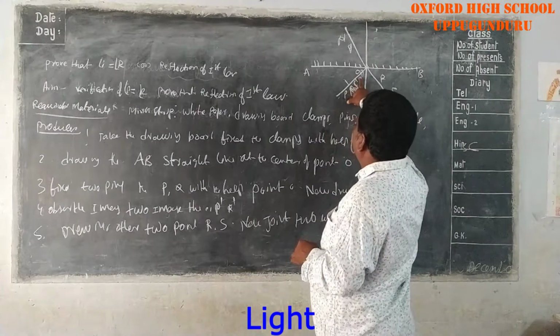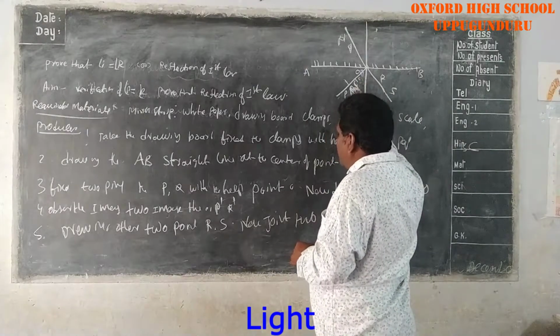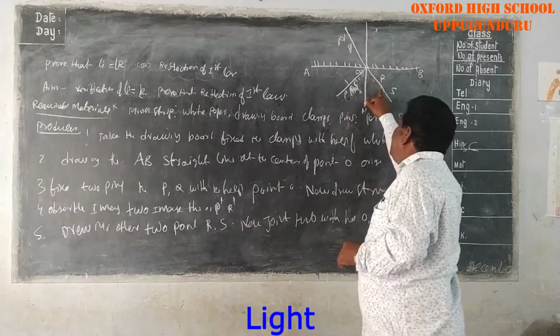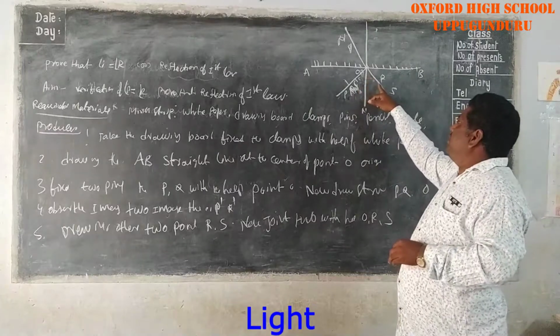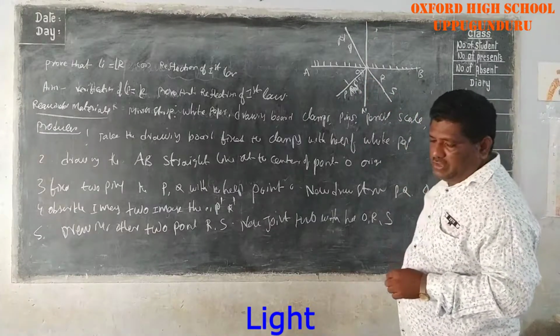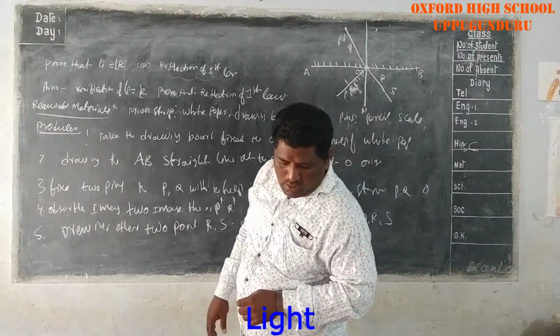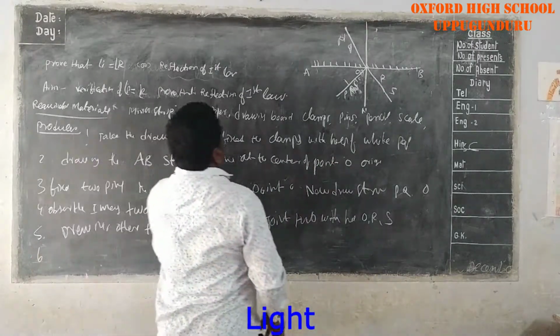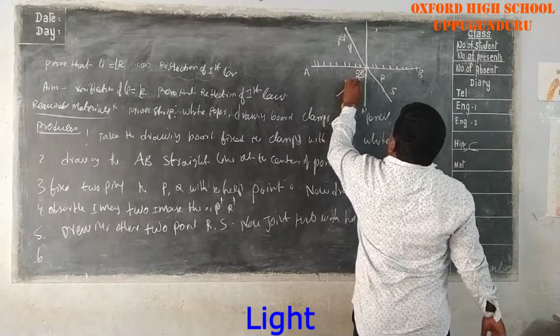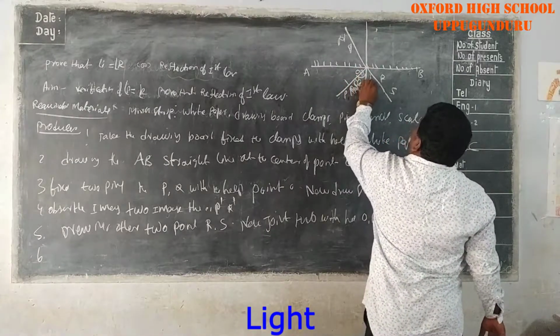Two images are formed, P' and Q'. Next, draw another two lines, R and S, with the help of the origin. Now, in this lesson, measure the angle between them. Here, one is called the angle I and the other is called the angle R.